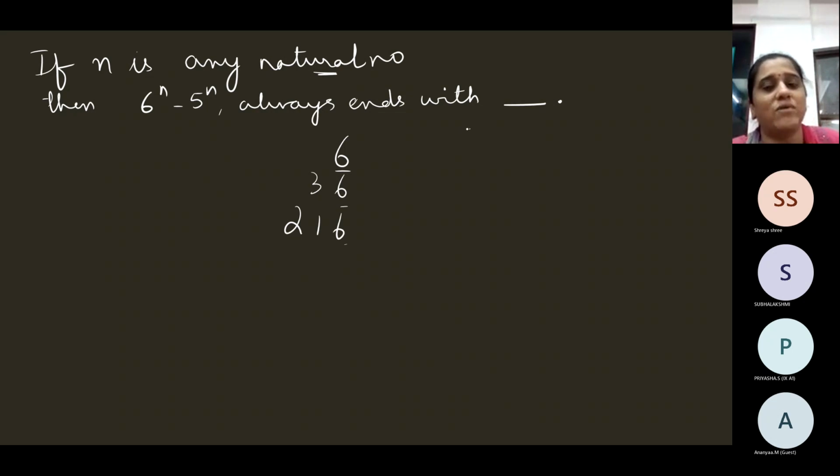Similarly, 5. 5 to the power 1 is 5. 5 squared is 25. 5 cubed is 125 and so on. So 6 raised to any natural number will always end with the digit 6, and this one will always end with the digit 5.